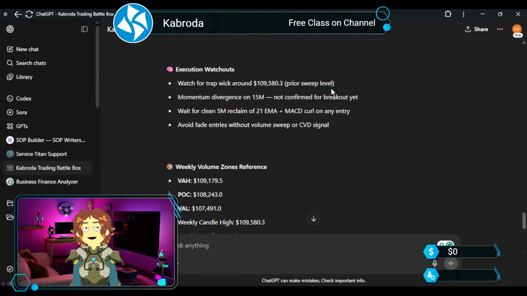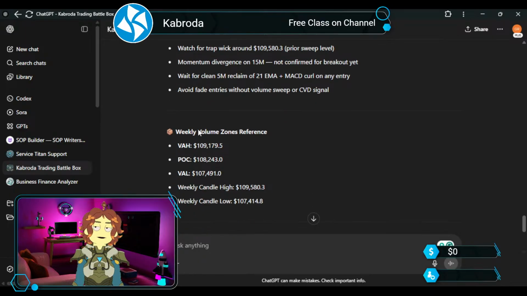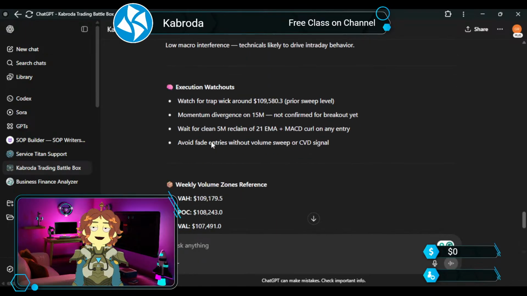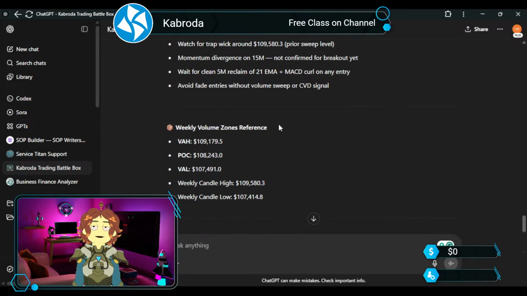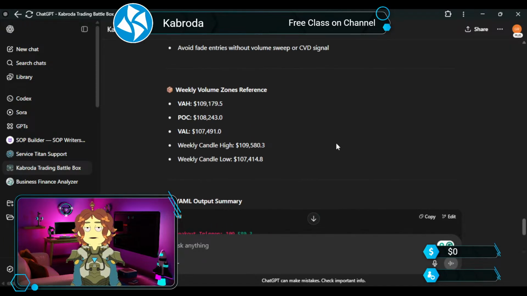So here's some stuff you've got to watch for. Trap wick around 109.580. Divergence on the 15, not confirmed. Wait for a clean 5-minute reclamation of the 21. MACD needs to curl before an entry. Yep. All right, sweet. So yeah, there's not a ton you need to watch out for. Just basically make sure the trade actually sets up before you end up taking it.